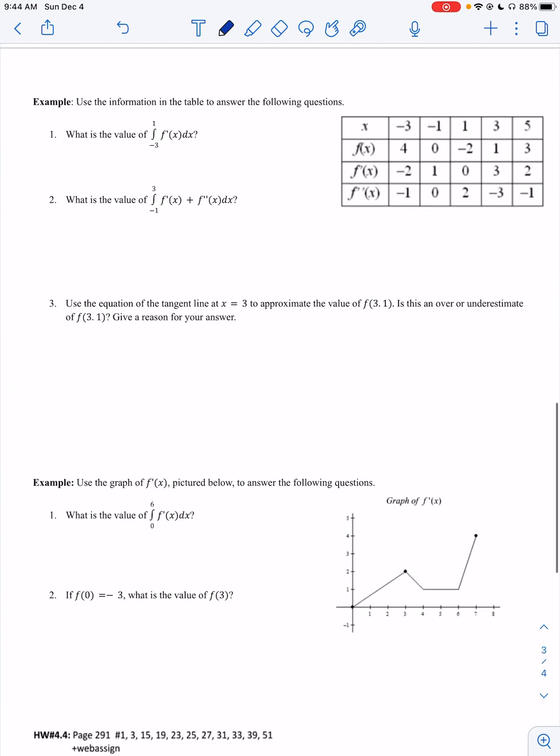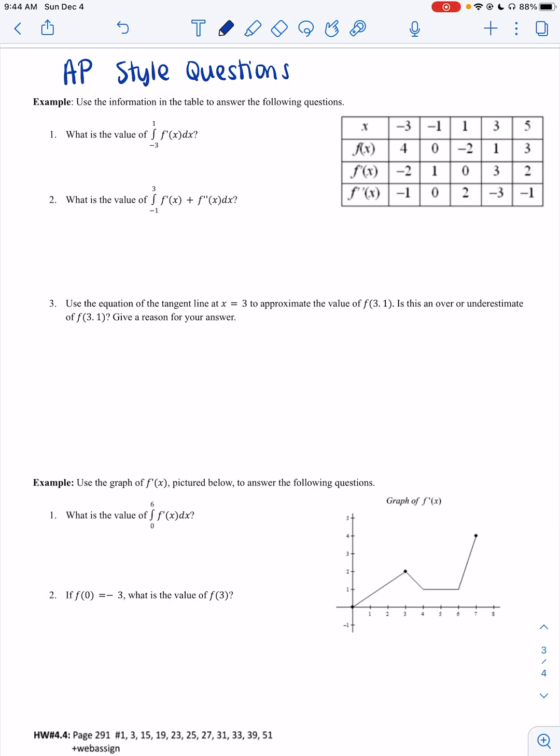You don't have to do it right now. You can try it later. Okay, and then this last page, these are AP style questions, just so you can see how they like to get a little creative.